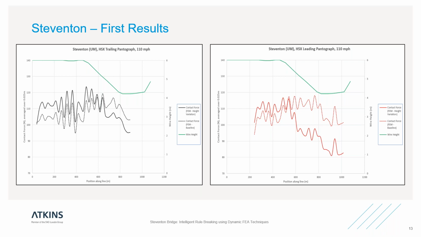We built the DRSS model of Steventon, and we ran our tuned model through it. And these are the outcomes from that. Again, the green line is the wire height profile through Steventon, the bridge on the right, the level crossings on the left. The dashed line is the original model, the untuned model, and the solid line is the tuned model. So again, we can see a clear relationship between contact force and wire height.